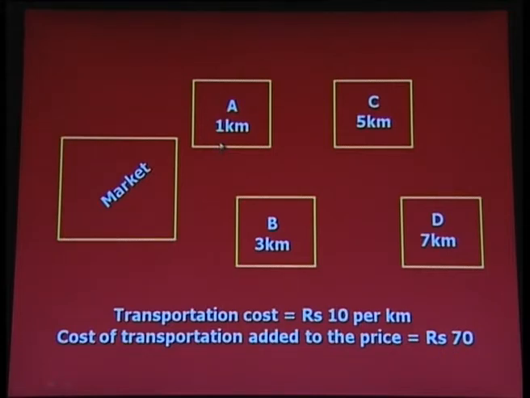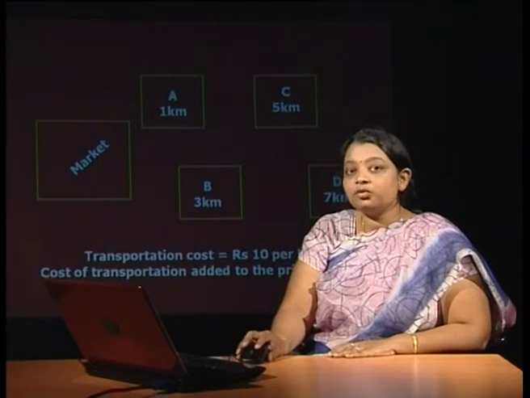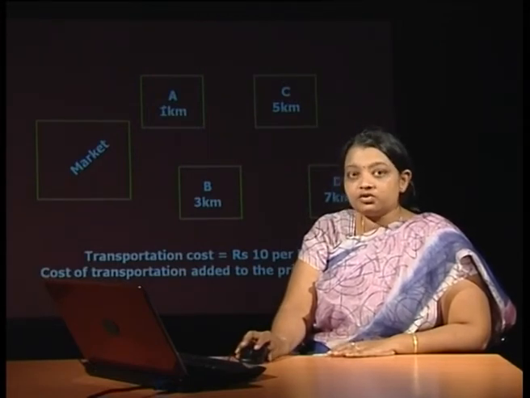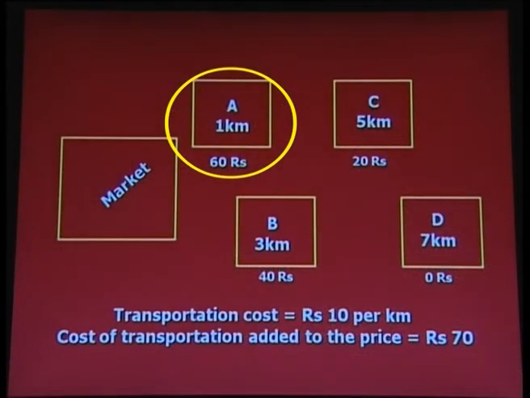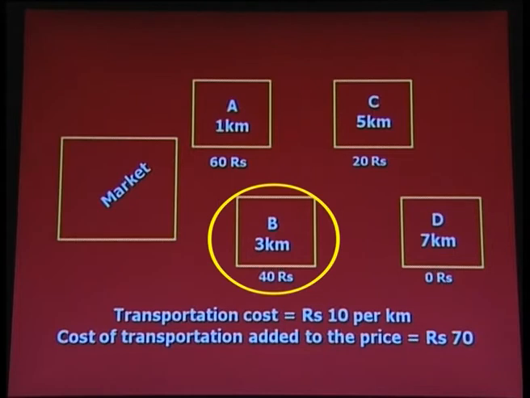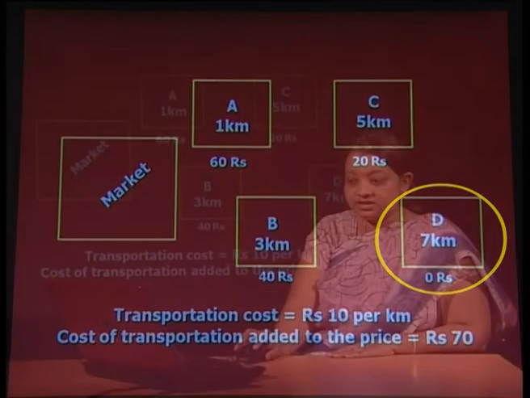As the cost of transportation for A is only rupees 10, he is going to earn 60 rupees extra from D. This will act as rent for A. In this way, A will earn rent of 60 rupees, C will earn 20 rupees as rent, B will earn 40 rupees as rent and D will not earn any rent. With this, we come to the end of our lecture.